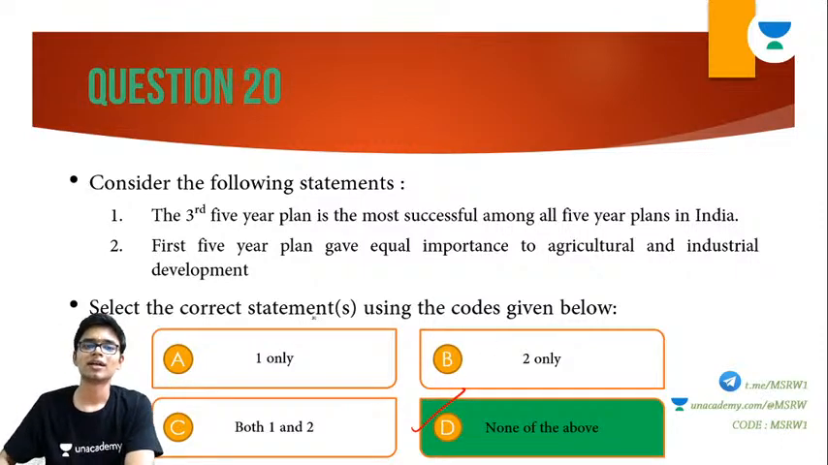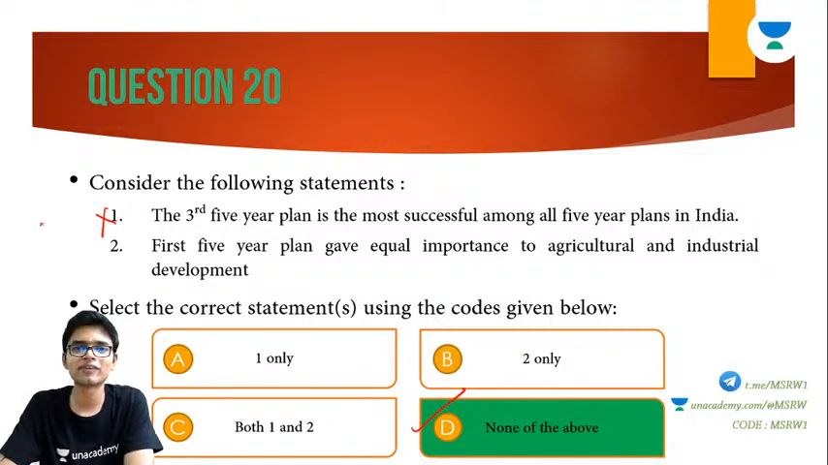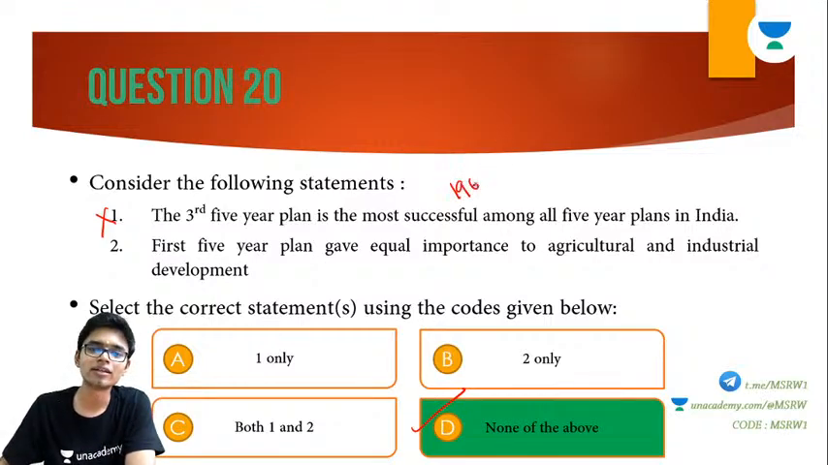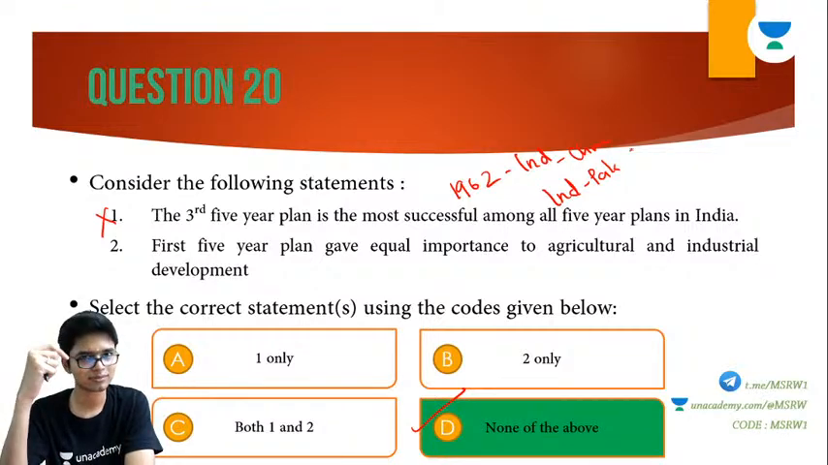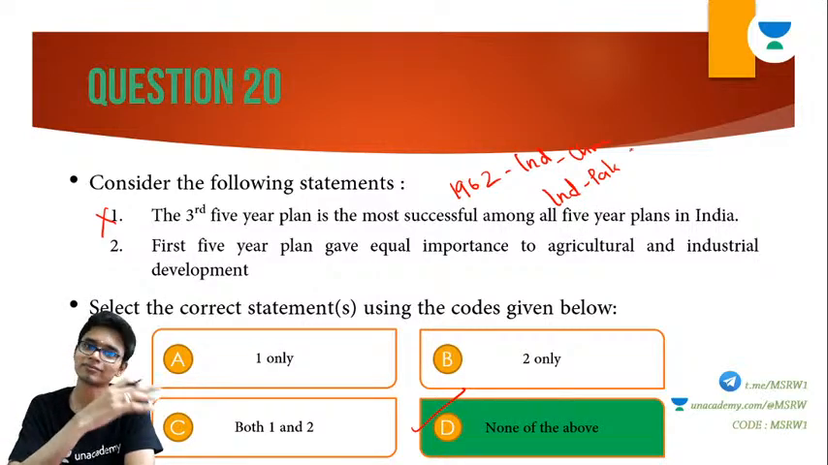Very good. The third five-year plan is the most successful among all five-year plans in India. Wrong. What happened during the third five-year plan? Two wars happened around that time. In 1962, the India-China war. Similarly, later there was an India-Pak war. So two wars happened during the time of the third five-year plan. So government had to put all its resources into war expenses. And the third five-year plan was one of the worst in its implementation.